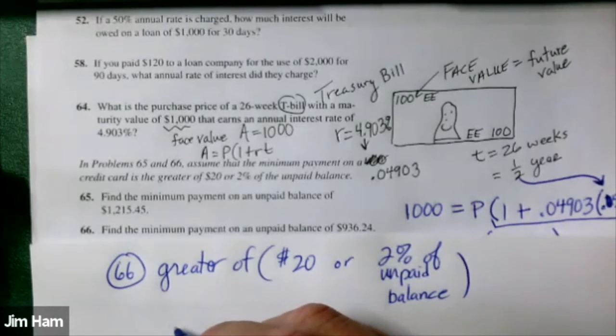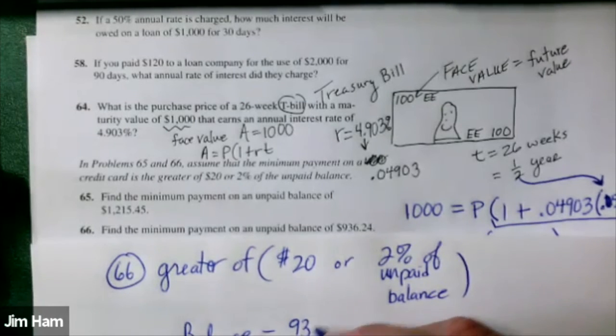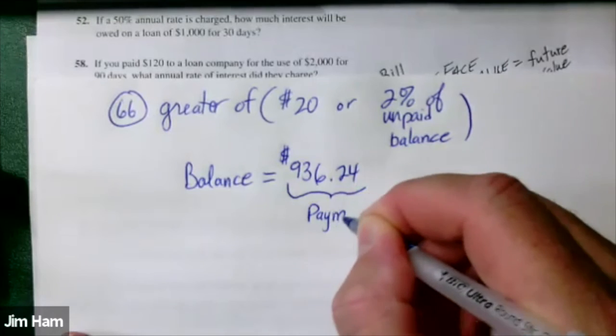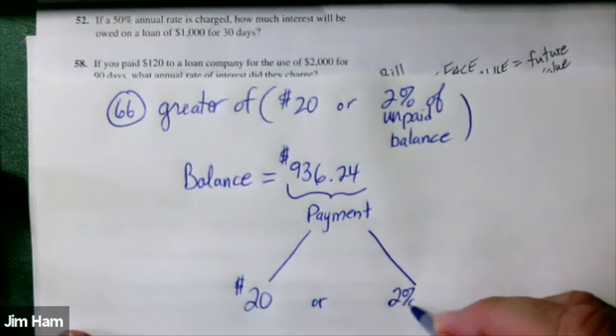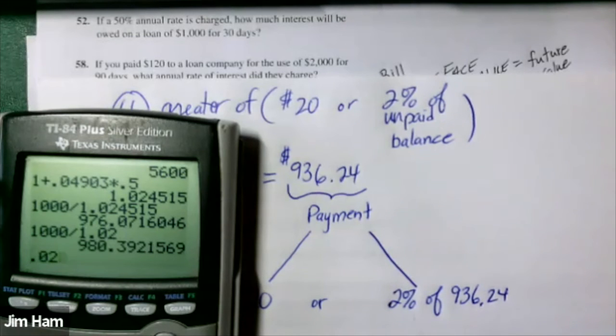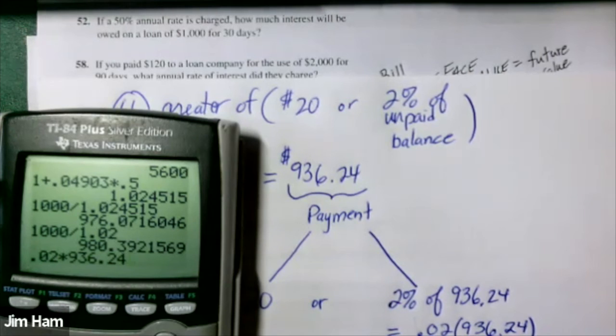Okay, so let's take the information here. In our problem, we currently owe on our credit card a balance of $936.24. Payment: $20 or 2% of $936.24. So we multiply 2% as a decimal. I'm going to reason through this amount without calculating it. 936 is close to 1,000. If I took 2% of 1,000, I'd get 20. So it's going to be a little bit less than 20 here. To get the exact amount, you can just use your calculator.